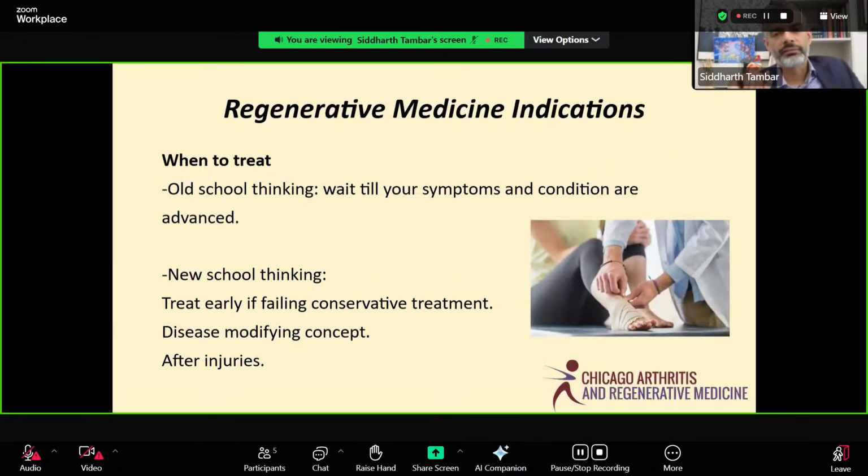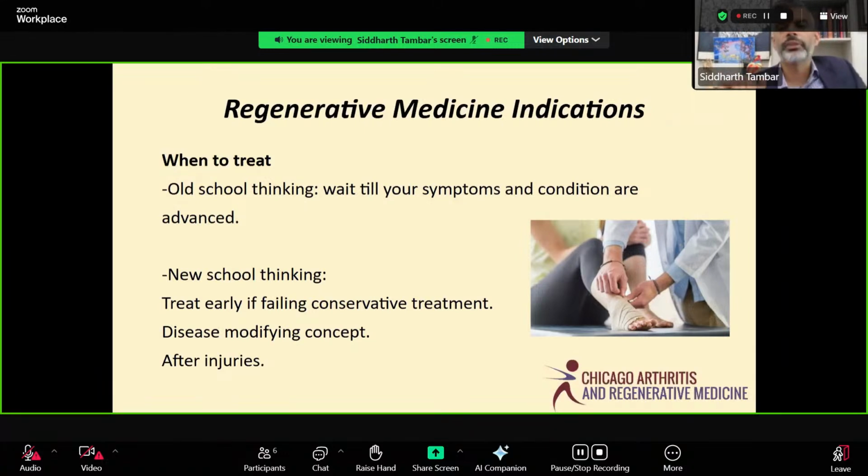When do you treat? That's another important question. The old school thinking is wait till your symptoms and condition are advanced. The problem with that is that when it comes to your joint health, waiting till your symptoms and condition are advanced is the equivalent of saying somebody has high blood pressure, why don't you wait till you've had your first heart attack, stroke, or kidney failure episode? That doesn't make sense for those other organs. It doesn't make sense for your joints or your tendons. You should be getting these areas treated properly.